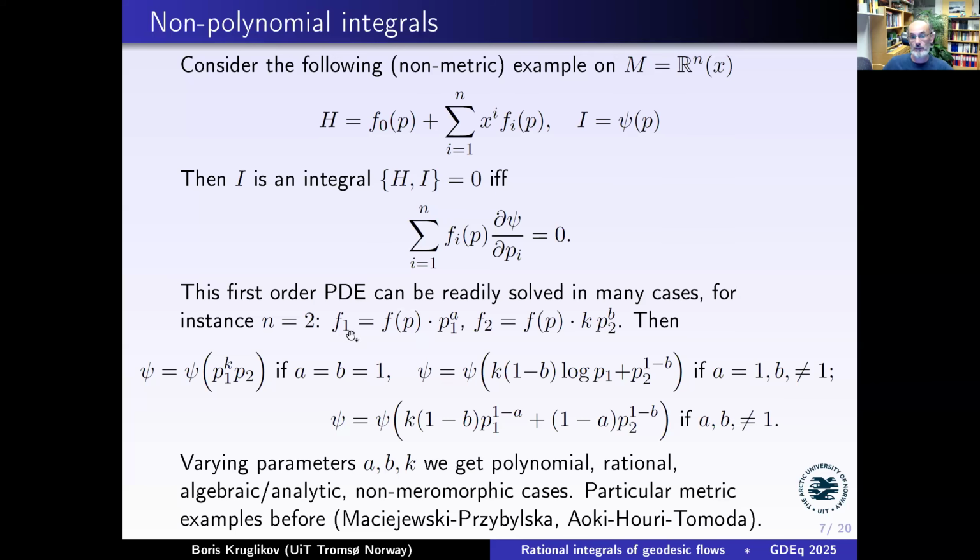For example, if you take n equal to 2 and f1 and f2 to have a common factor f of p, and then p1 in some power and p2 in some power, maybe some integer, some real factor here, then solutions are of the following form: a function of this thing, or a function of this thing, or a function of this thing, depending on a and b. So we can look at the parameters a and b, and we see different things. We get polynomial or more complicated rational, or maybe algebraic, analytic, or even non-analytic and not even meromorphic functions which appear here.